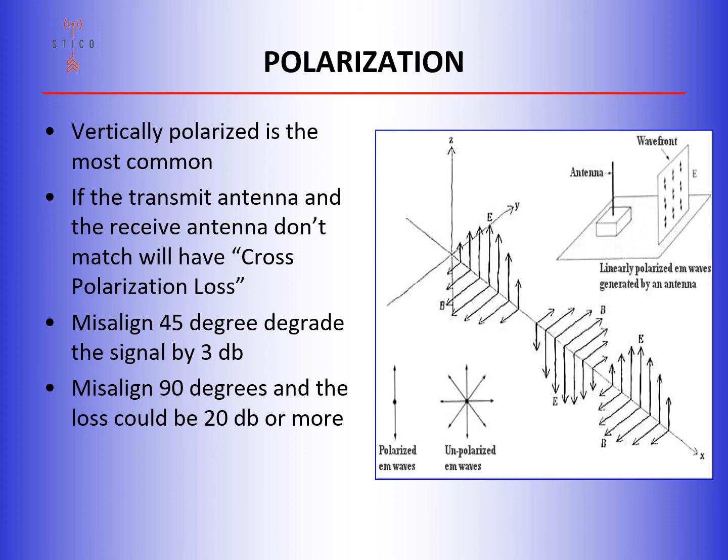Misaligned by 45 degrees, and you can see 3 dB of signal loss. Misaligned by 90 degrees, and the loss could be 20 dB or more.